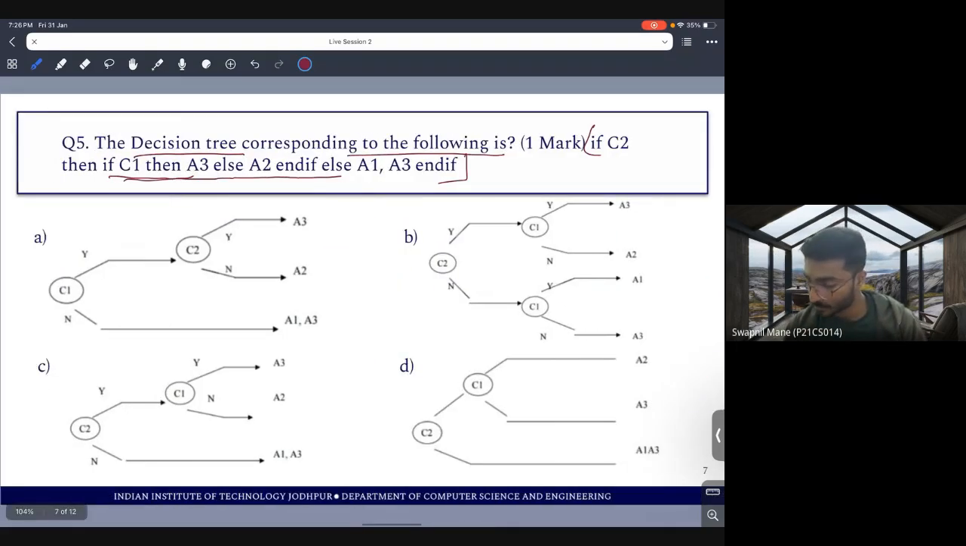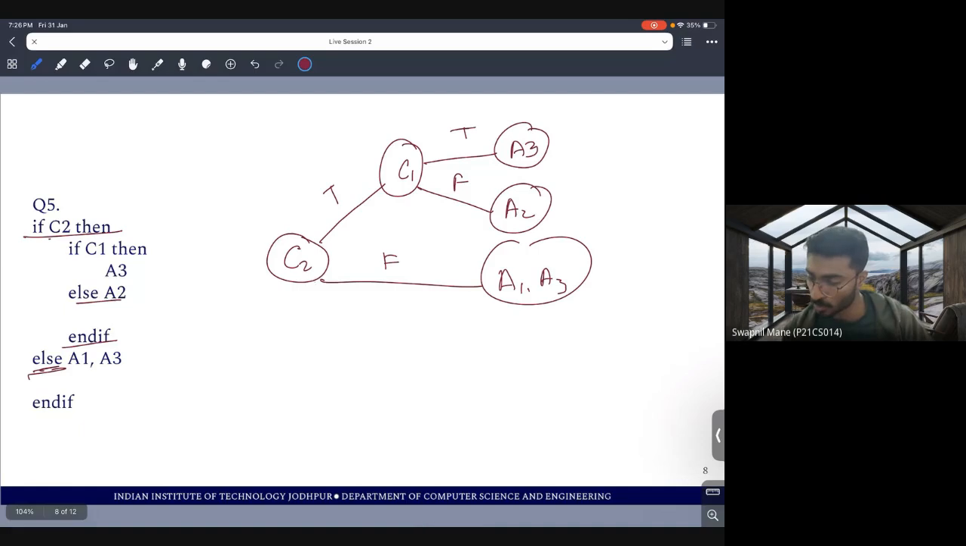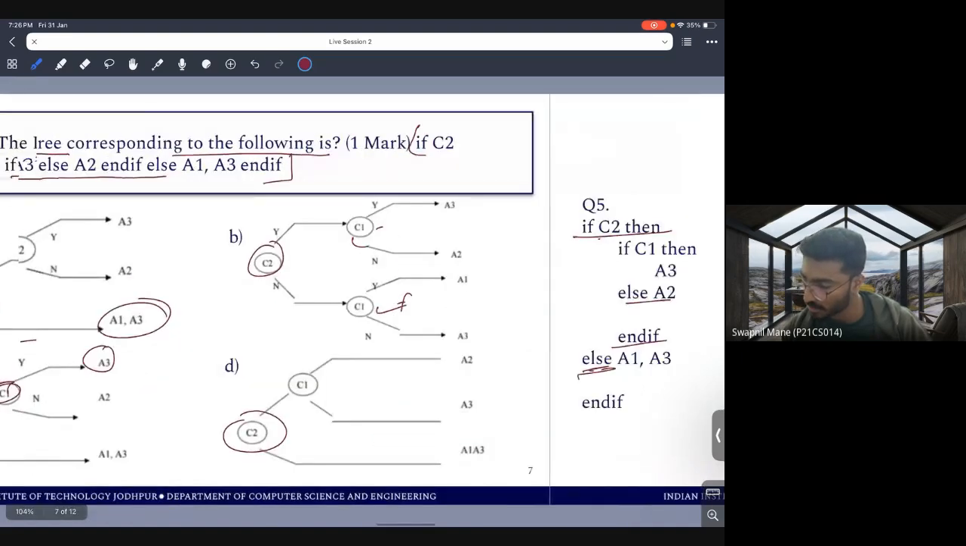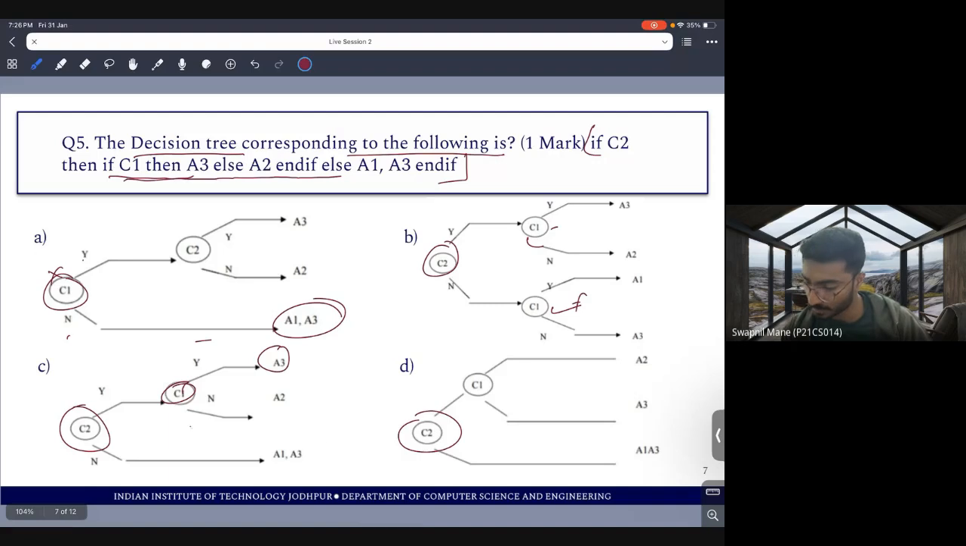So let's see. Here A1, A3 is there, but here C1 is there. It is wrong, because our root node is C2. These three options are correct. From these three options, let's see which one is correct. Here C1 occurred two times, so it is not correct. Here C1, A3, and A2. Right. So option C is correct here. I hope you guys understood.